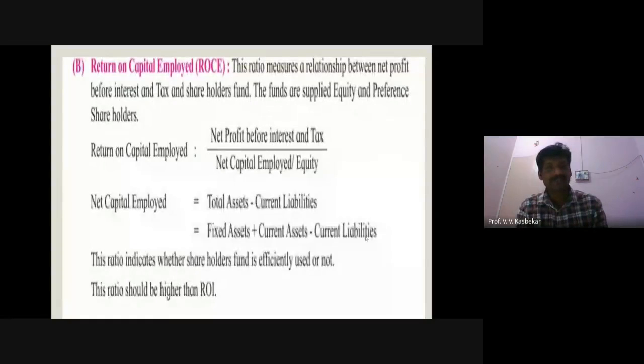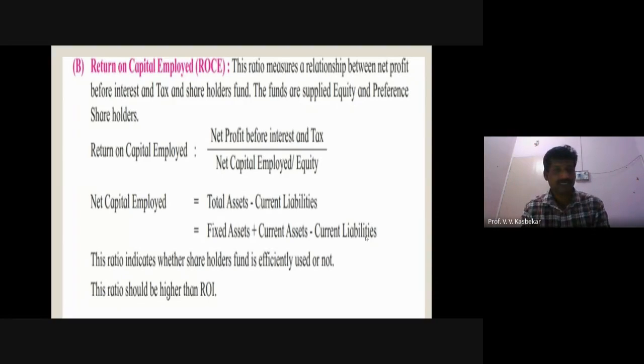And the second thing is return on capital employed. Capital is employed by the owners of the company or owners of the business, and they must get some returns over that capital. So let us see what will be the formula for that. This ratio, return on capital employed, measures the relationship between net profit before interest and tax and shareholders' funds, and the funds are supplied by equity and preference shareholders.